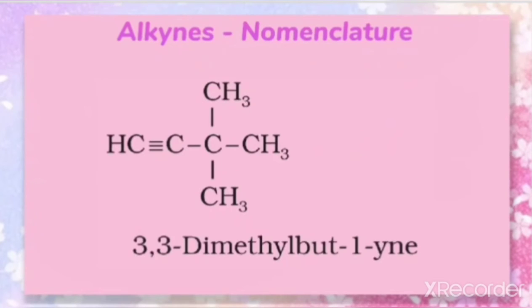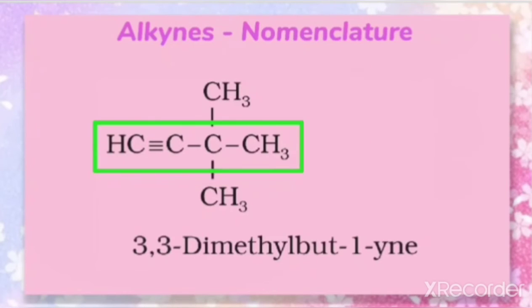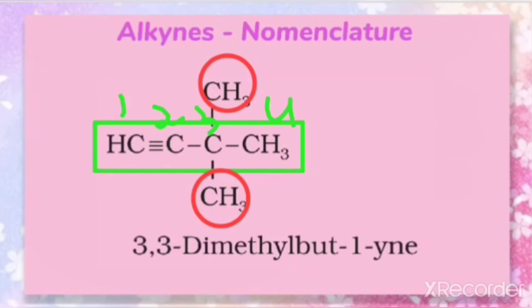The next structure: here also you need to select the longest chain. When you select the longest chain, this one will be the longest chain, and we have to start the counting by giving preference to the triple bond. So this is the first carbon, this is second, third and fourth. Here we have two substituents, two methyl groups. The position of the substituents is on the third carbon, therefore 3,3-dimethyl, and the word root is but, 1-yne, because the triple bond is between the first and second.